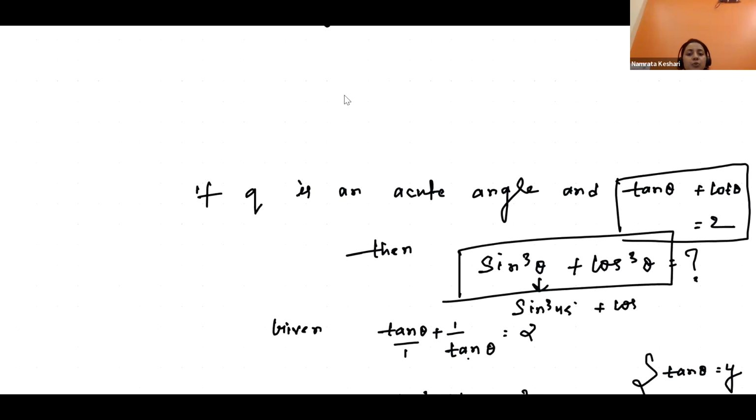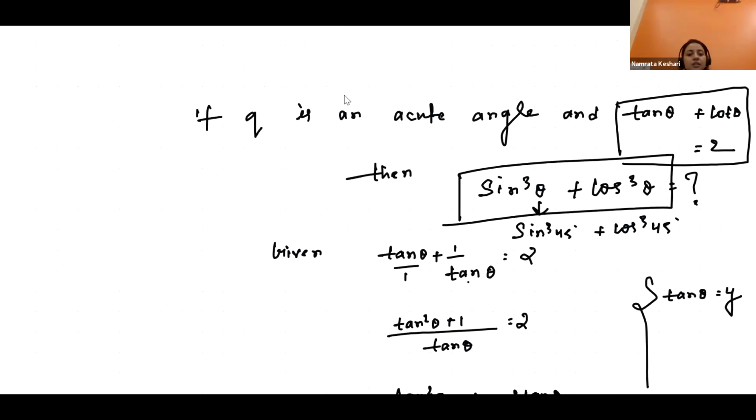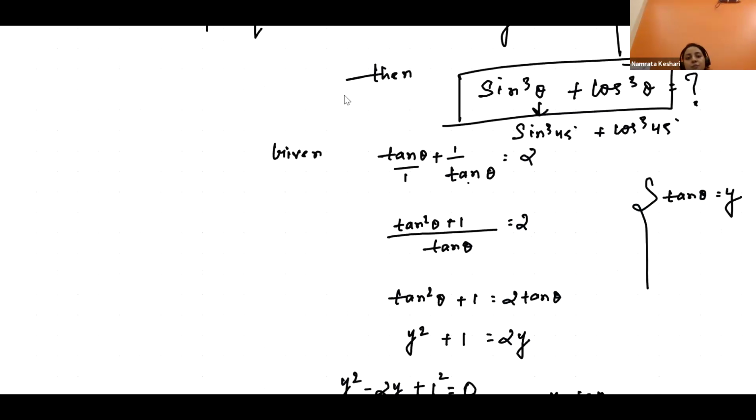Sine 45 is 1 by root 2, that cube we will be doing, and cos 45 again is 1 by root 2, that cube we will be doing. We will do the simplification and we will get our answer. Is it crystal clear to all of you what we did exactly over here? Tan theta plus cot theta was 2. We just converted this cot to tan, in place of cot I wrote 1 by tan, and then did a little bit of simplification, and I noticed that this is quadratic form. I want you also to notice it. That's why I have taken tan as y.